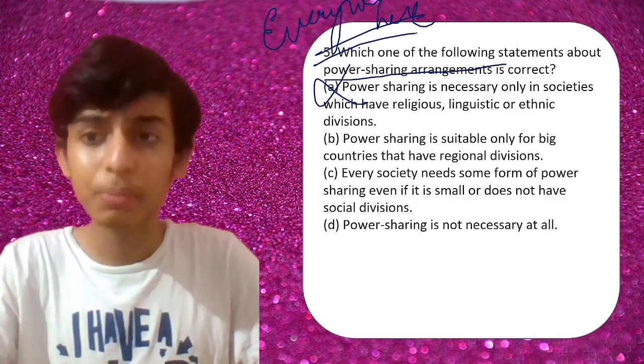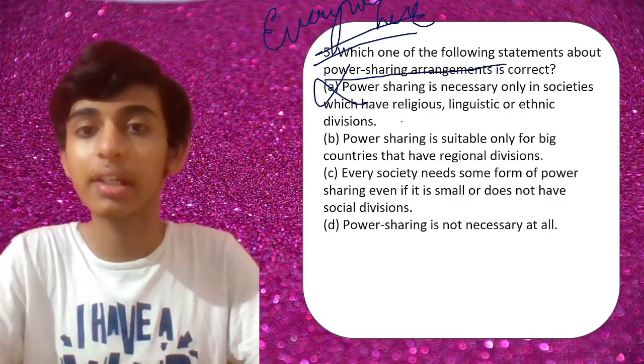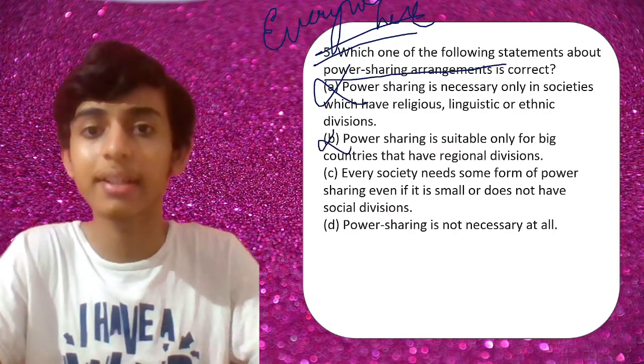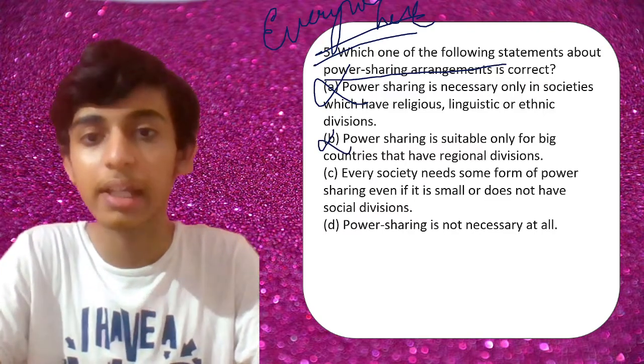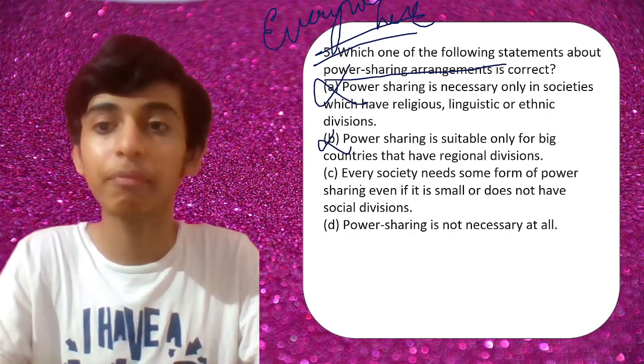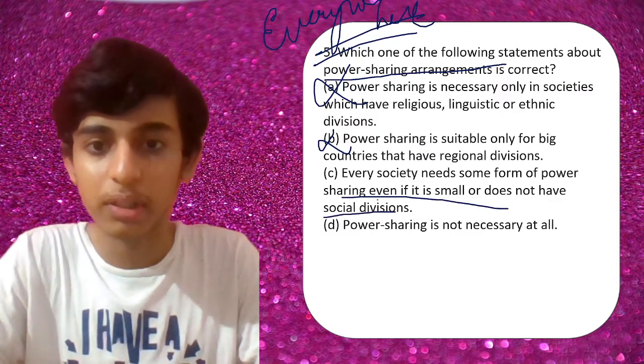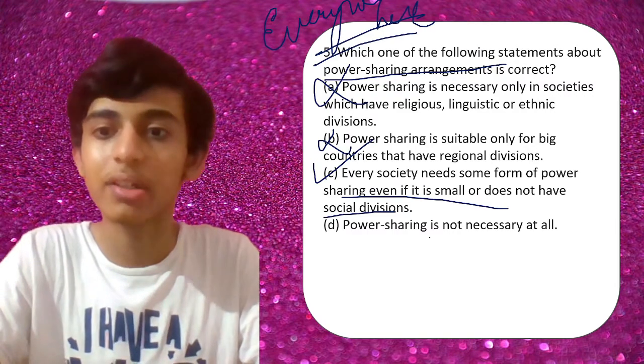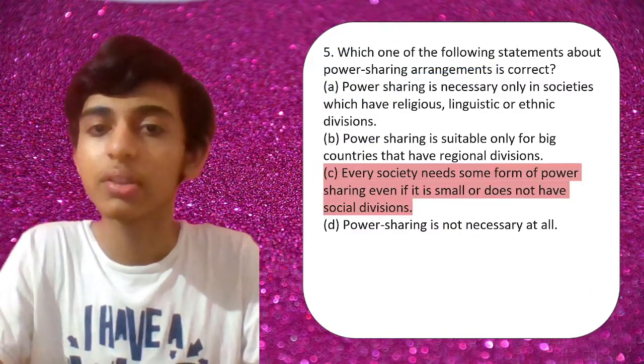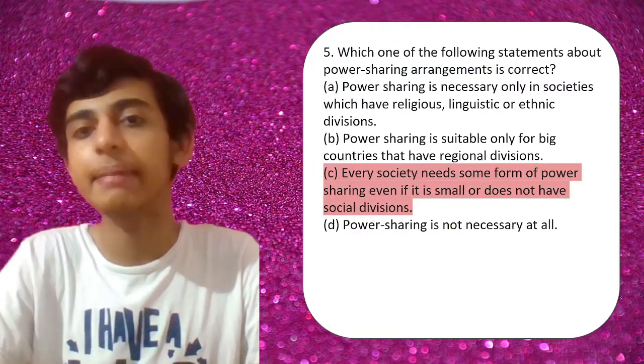Second, power sharing is suitable only for big countries that have regional divisions. No, for small countries like Belgium and Sri Lanka also it is suitable. See, every society needs some form of power sharing, even if it is small or does not have social divisions. Yes, this is correct, and power sharing is not necessary at all. So you've got your correct answer, that is C.